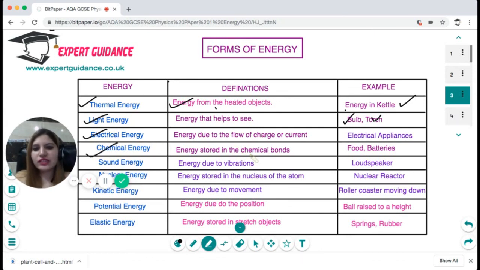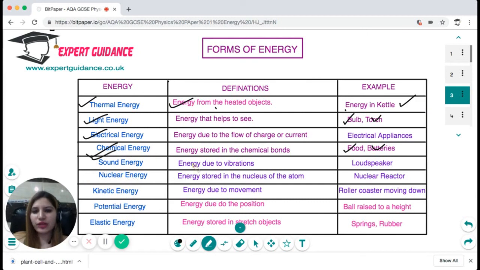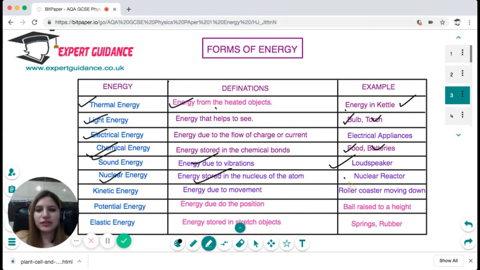Chemical energy is the energy stored in the chemical bonds, like energy stored in our food and batteries. Sound energy is energy due to vibrations, for example, loudspeakers. Nuclear energy is the energy stored in the nucleus of an atom. For example, in a nuclear reactor, we use this energy. Kinetic energy is the energy due to movement. For example, the energy in a roller coaster moving down. Potential energy is the energy due to position. For example, a ball raised to a height. And elastic energy is the energy stored in a stretched object. For example, springs and rubbers.